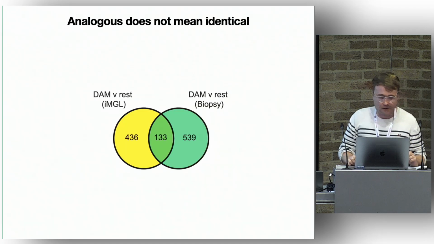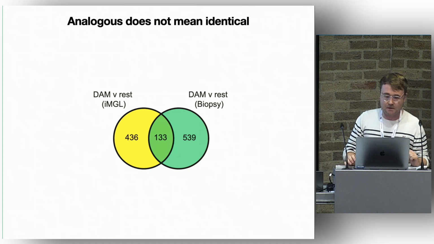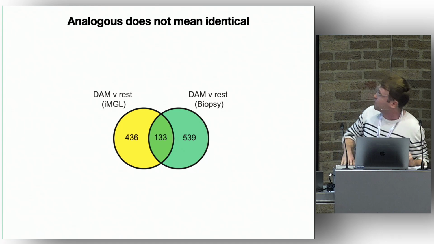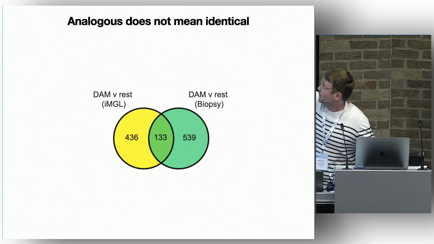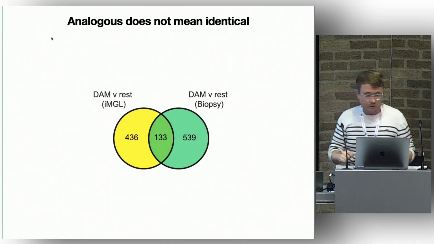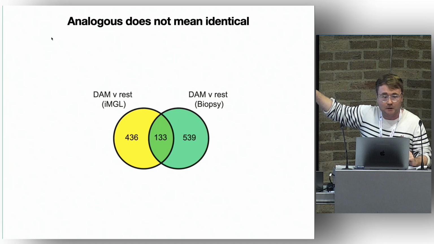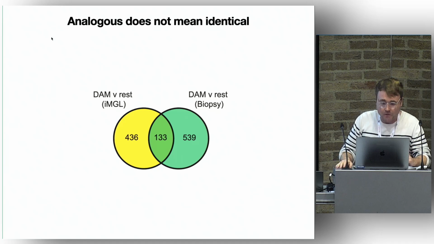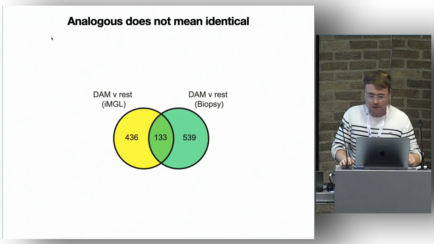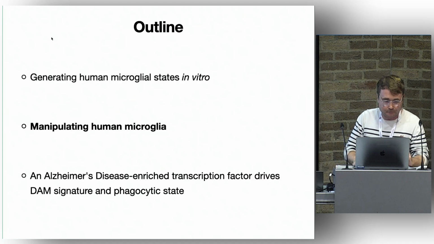But I do want to highlight that the states identified in these two data sets are analogous, but they're not identical. I mean, these are cells in a dish, of course. And so to illustrate this, this is a comparison of differentially expressed genes from IMGLs in yellow and the brain biopsy data set in green. And you can see that although there's a large number of shared differentially expressed genes, there's also a lot more data set specific genes. So we view this as a big step forward in modeling human microglial states in a scalable way, but we still have more work to do to improve these in vitro models.